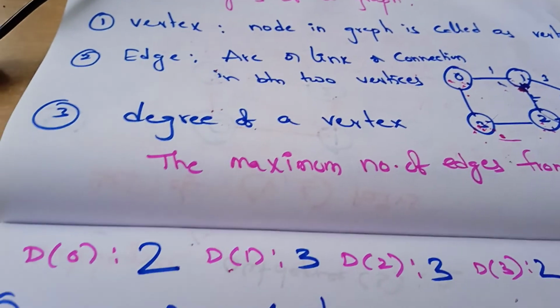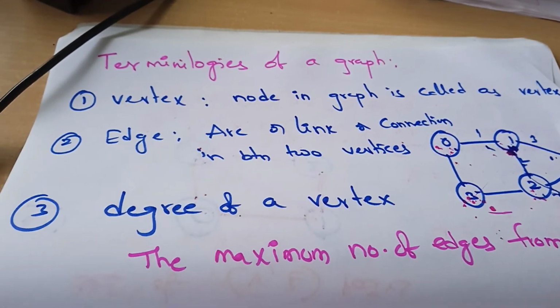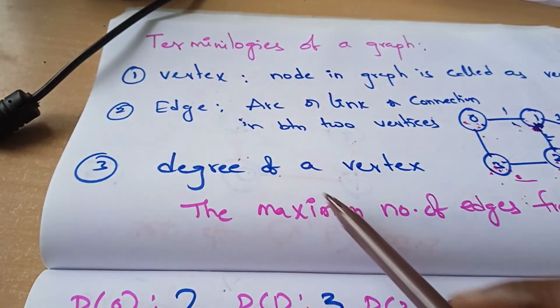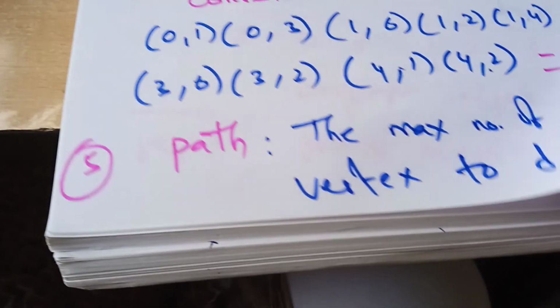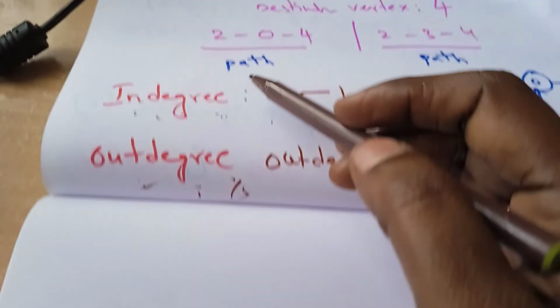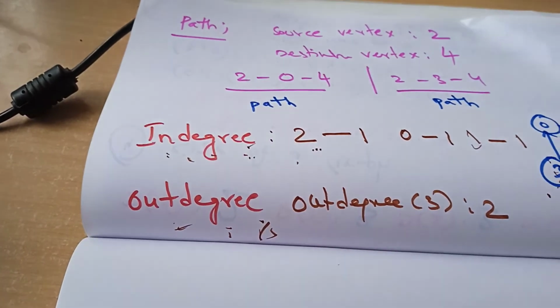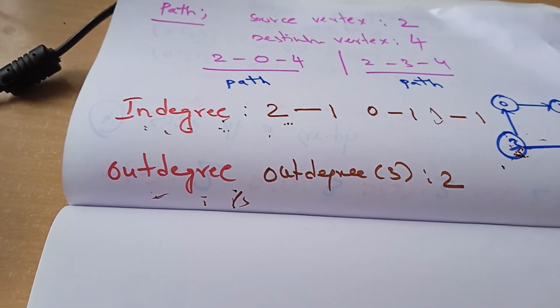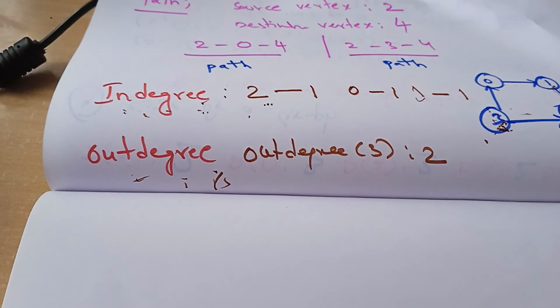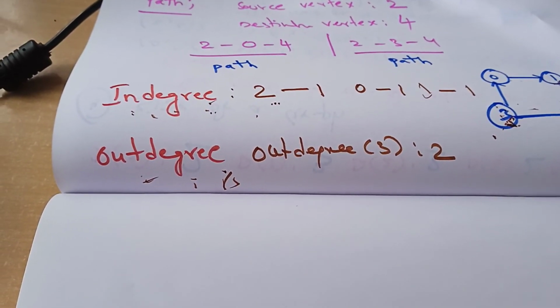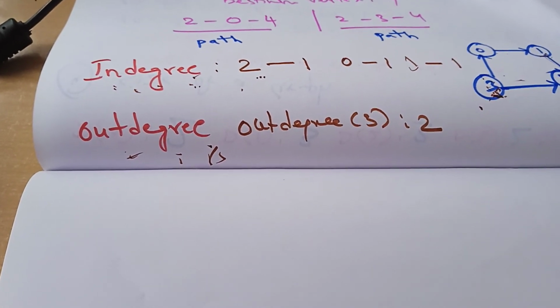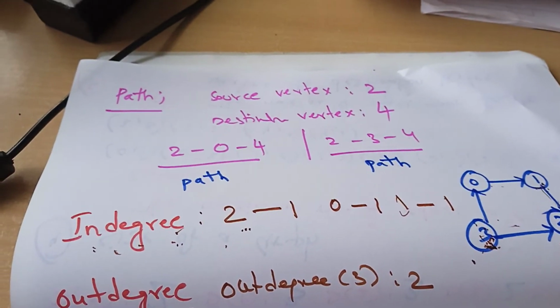Right. These are the graph terminologies. Now let's have a look: vertex, edge, degree of a vertex, size of a graph, path, and in degree and out degree. Okay. Right. Now the next video we will do on representation of graphs. Okay. Thank you all.